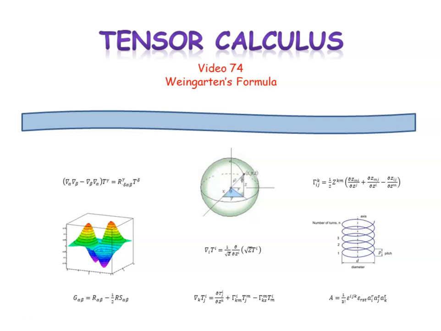Welcome to video 74 in our series on tensor calculus. In this video, we're going to derive a couple of relationships involving the surface covariant derivative. The first is an expression for the surface covariant derivative of our shift tensor, and the other a formula known as Weingarten's formula that gives us the surface covariant derivative of the normal.